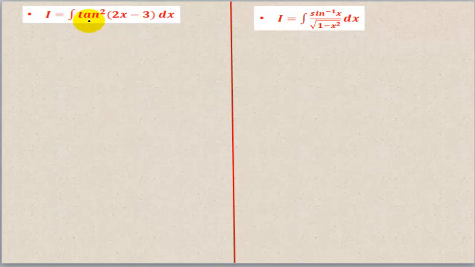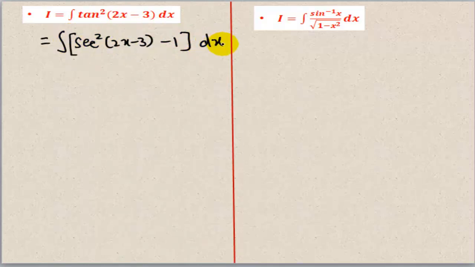We are not aware if tan inverse of the given angle is derivative of which function. So can we change it into a form which can be integrated? So we can quickly recall the trigonometric identities. We know that sec square theta minus tan square theta is 1. So using that, you can see tan square theta can be written as sec square of the given angle minus 1. So this can be written in place of tan square 2x minus 3 dx.